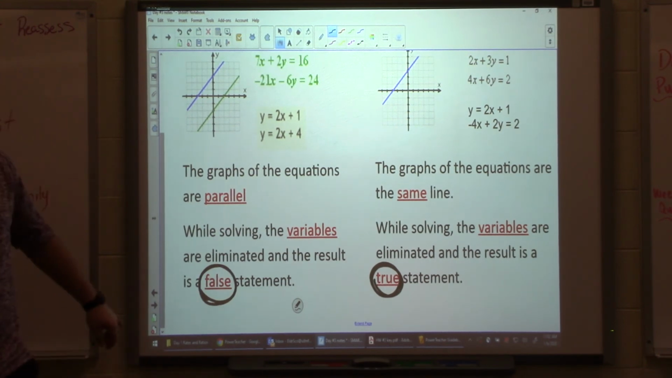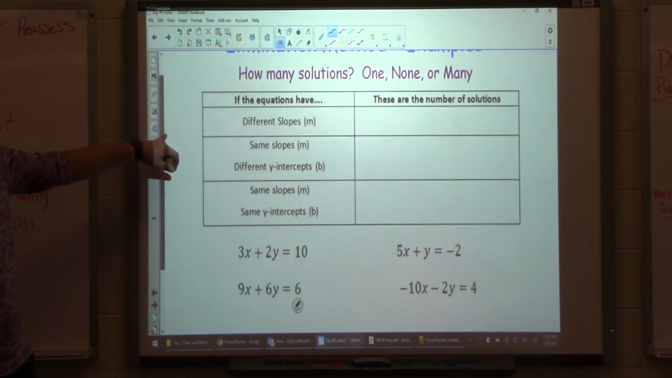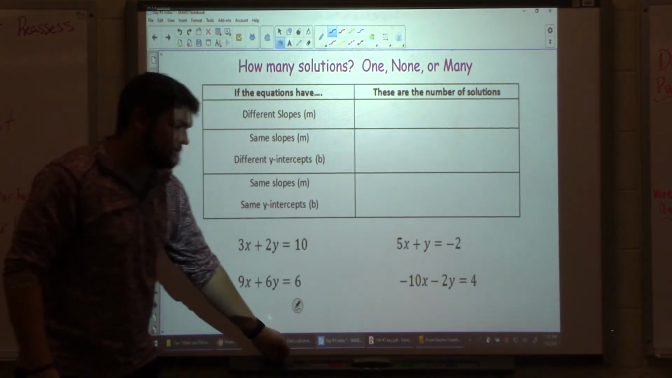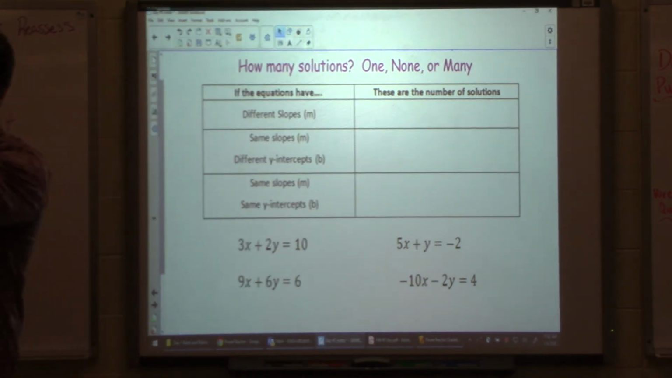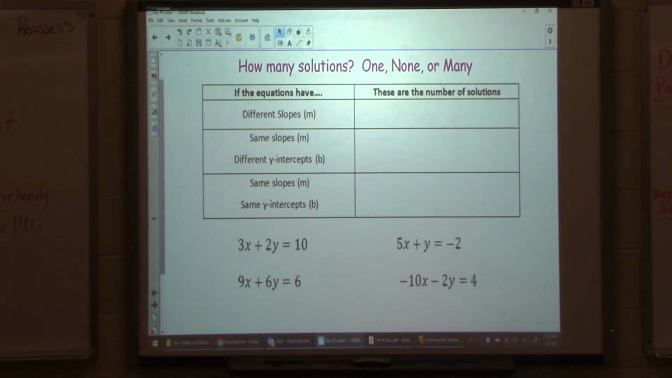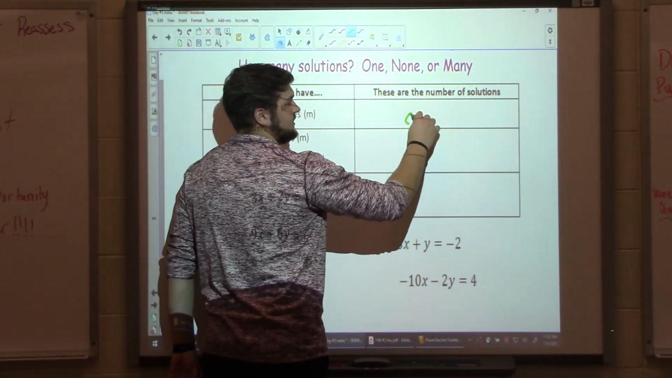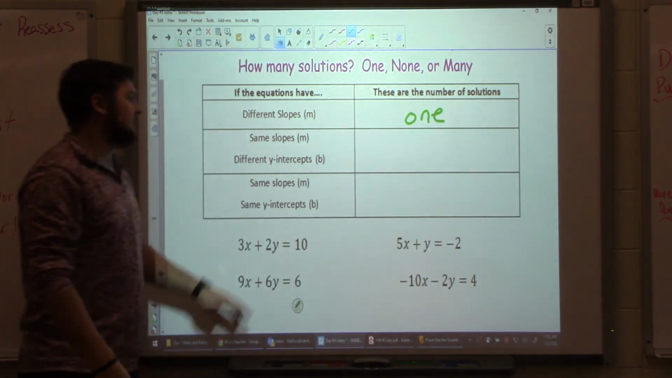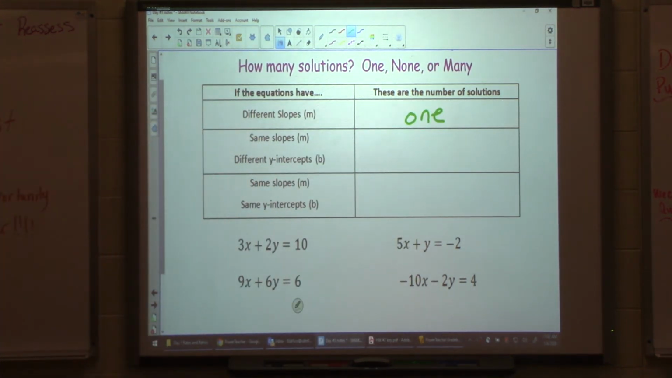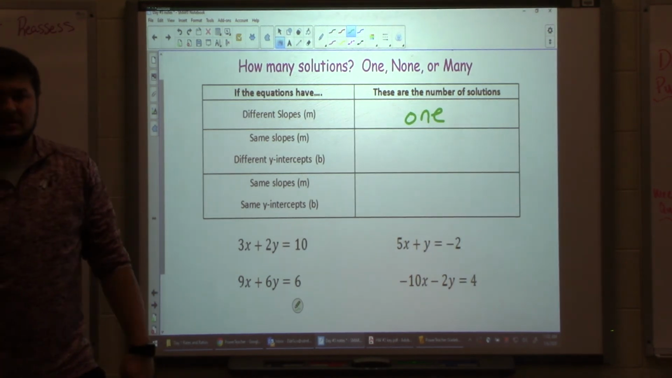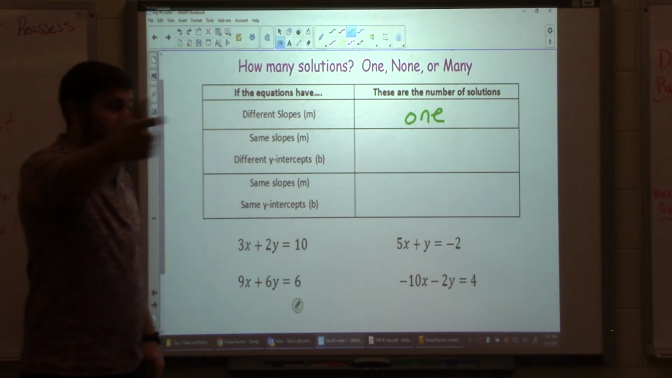Alright? So let's fill in this little table quick. We'll do 2 problems, we'll be done. If the equations have different slopes, which means they're 2 separate lines, they're going to intersect at a point, how many solutions should you get? 1, right? You're going to have 2 numbers, but it's going to be 1 solution. Okay? If they have the same slopes with different y-intercepts, which means they cross the y-axis at different points, but they're the same, so they're parallel to each other, how many solutions do you have if they're parallel? What do we just say? There's no solution, or there's none.